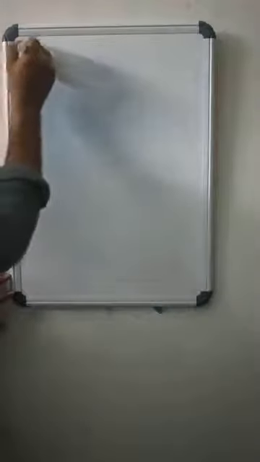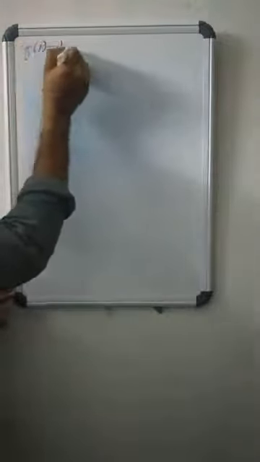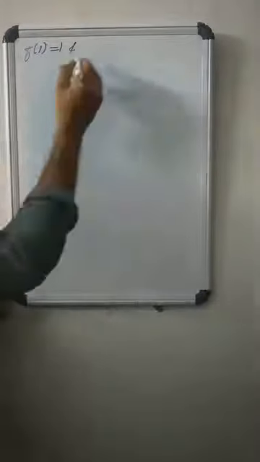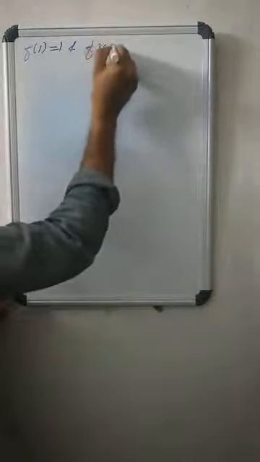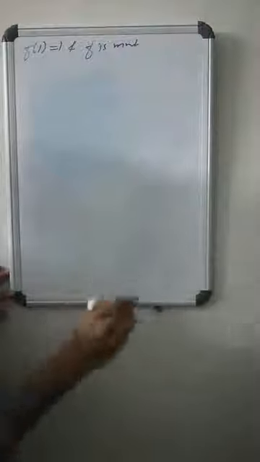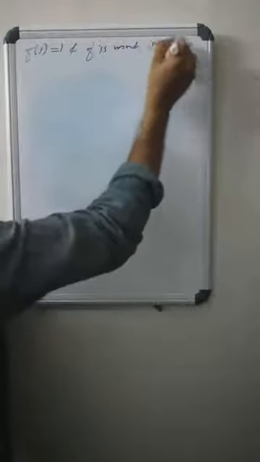Now, again under the same condition, when f of 1 equals 1, if f is multiplicative, then f is completely multiplicative. In the previous case only f is multiplicative. Here f of 1 equals 1 and f is multiplicative, then f is completely multiplicative.